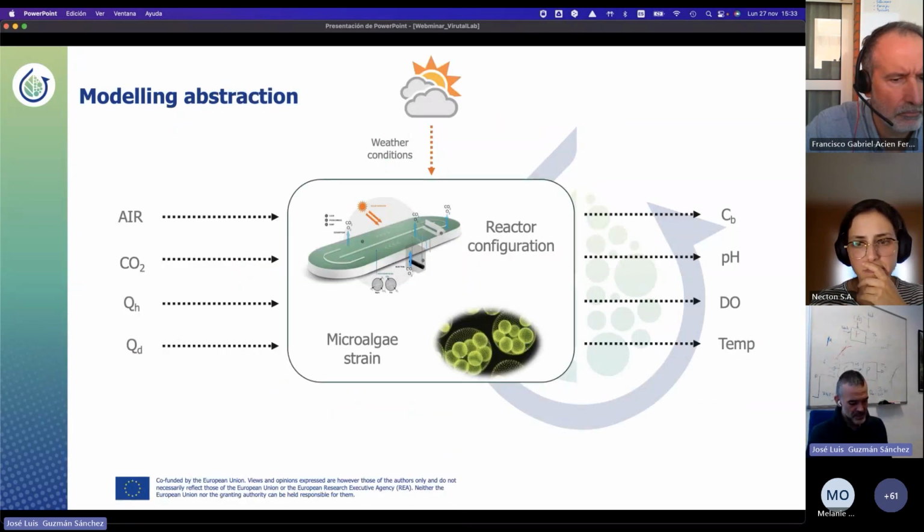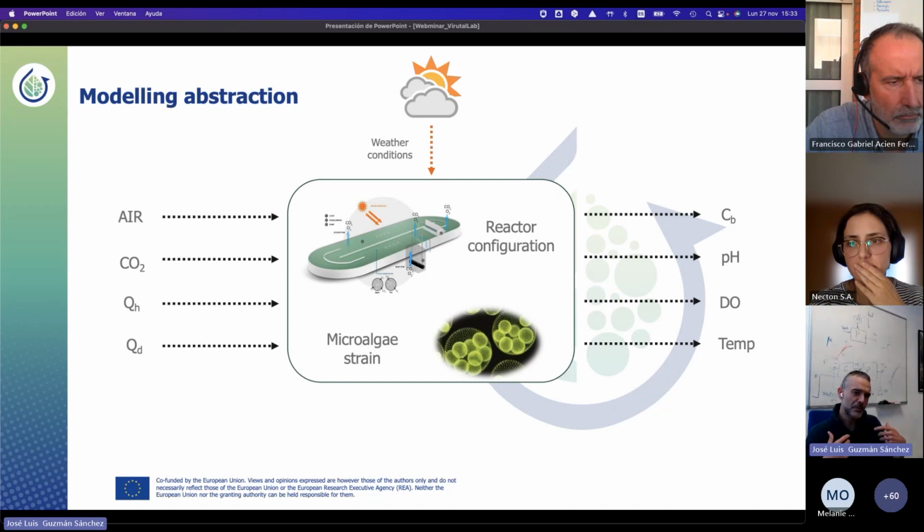So for that reason, the first step we took was to work on the abstraction. I mean, how we can abstract all those phenomena and understand the system like a box. Once we set a specific configuration of the reactor, and we want to analyze a specific microalgae strain, let's see what happens according to different weather conditions and different inputs into the system. And then we can analyze the outputs of the system according to those specific parameters and configuration. This can be done to understand the behavior of the system in manual mode, to understand the different phenomena.